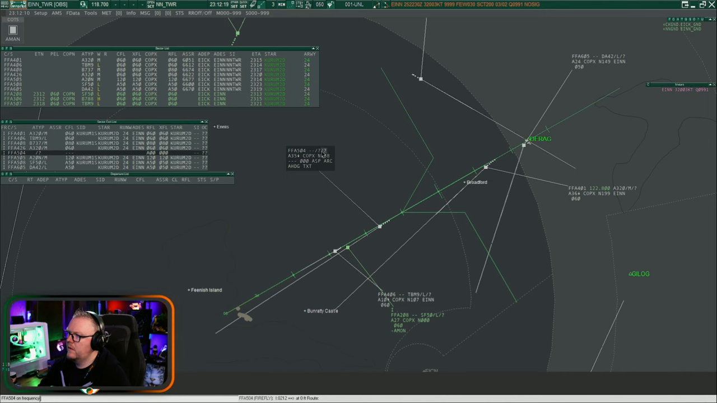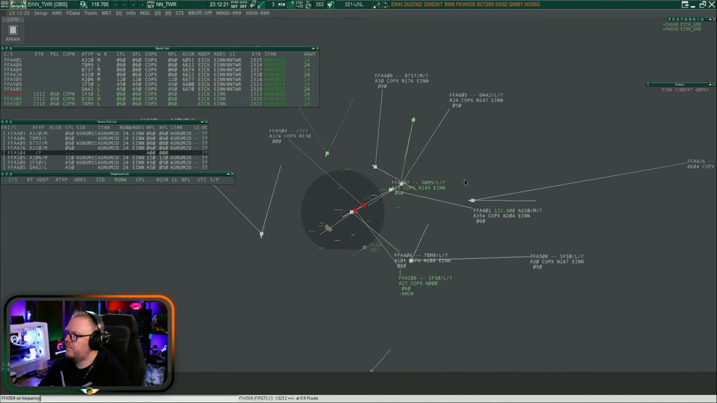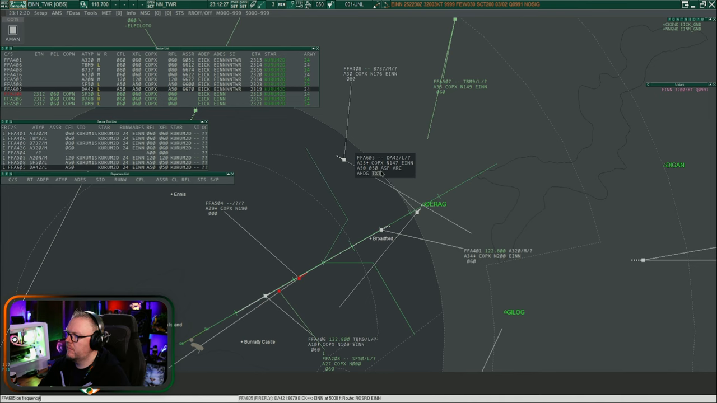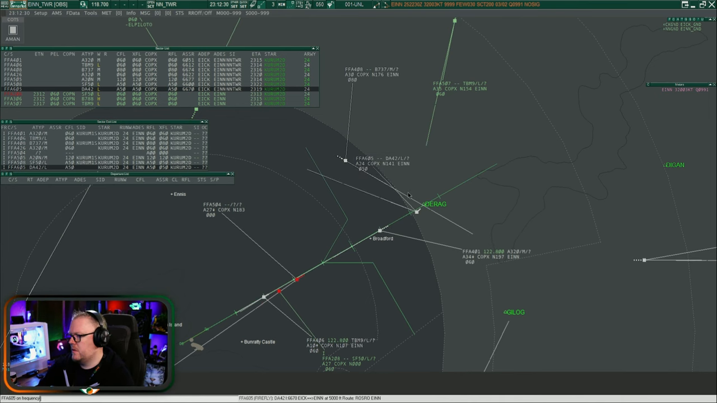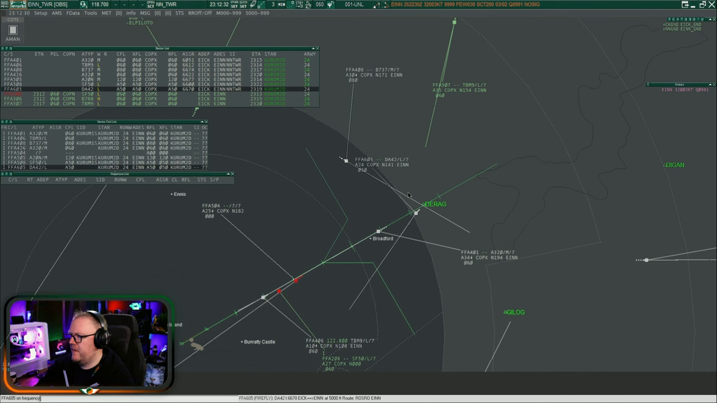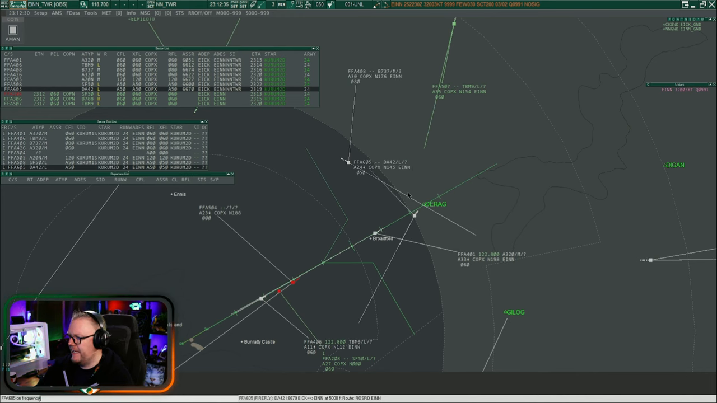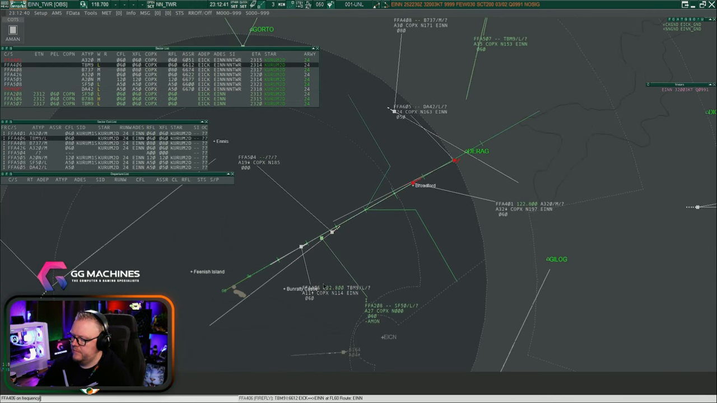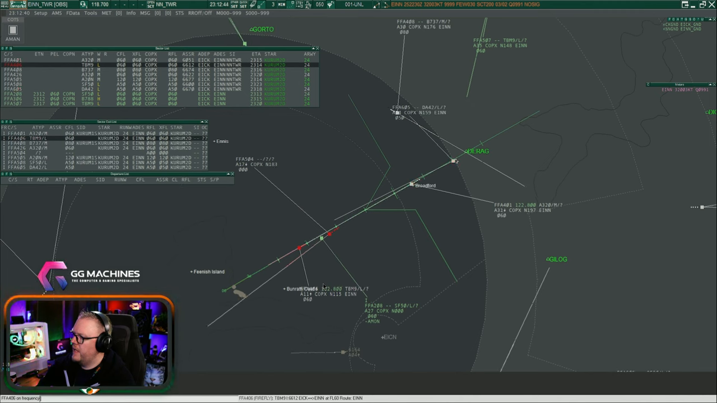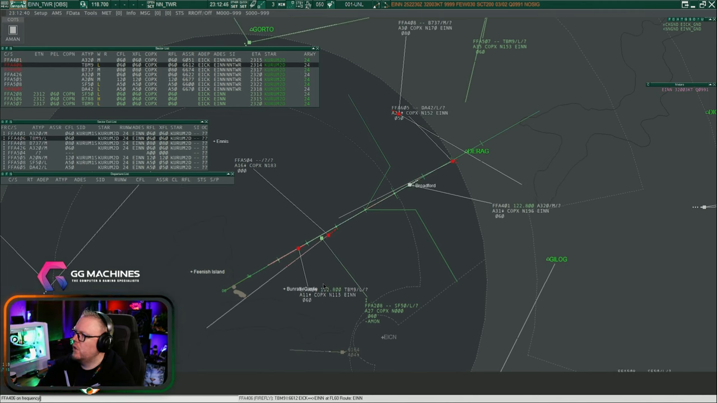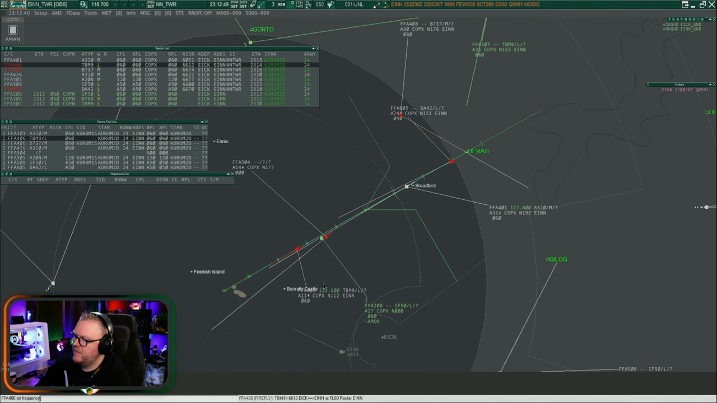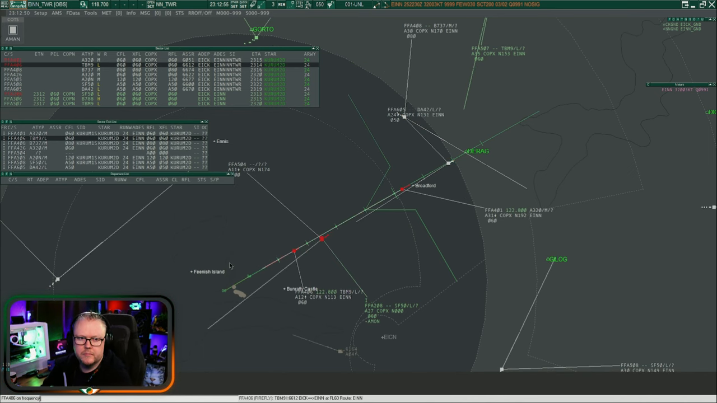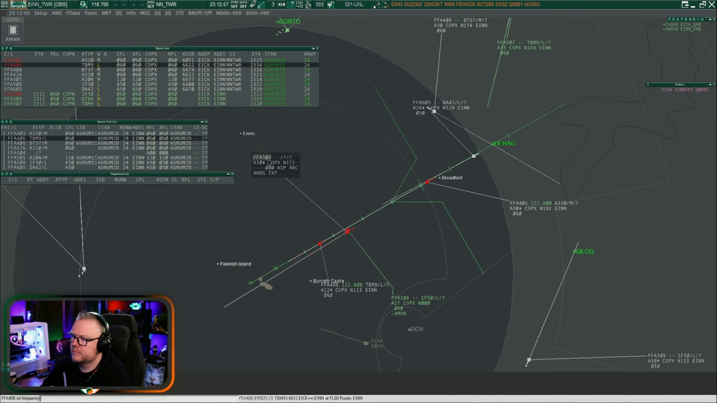Firefly 605 is on the localizer. Firefly 605, roger, continue approach. You are number 3. Expect late landing clearance. Firefly 406, clear to land. Please repeat. Firefly 605, continue approach. You are number 3. Expect late landing clearance. Expect late landing clearance, Firefly 605.